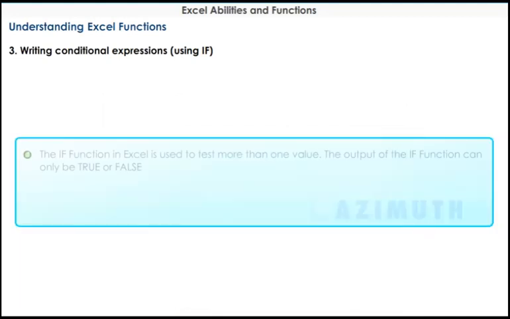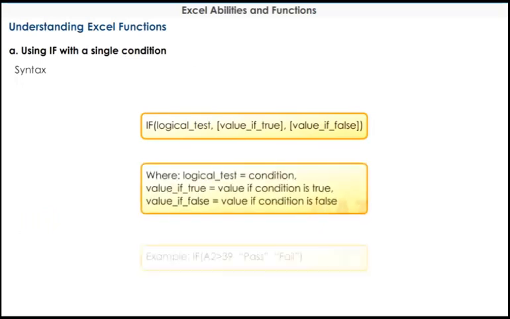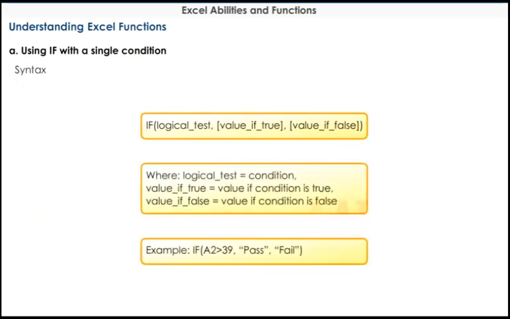Writing conditional expressions using IF. The IF function in Excel is used to test a value against a condition. The output of the IF function can only be true or false. It returns one value when the specified condition is true and returns another value when the specified condition is false. Using IF with a single condition. The syntax for IF with a single condition is shown here.